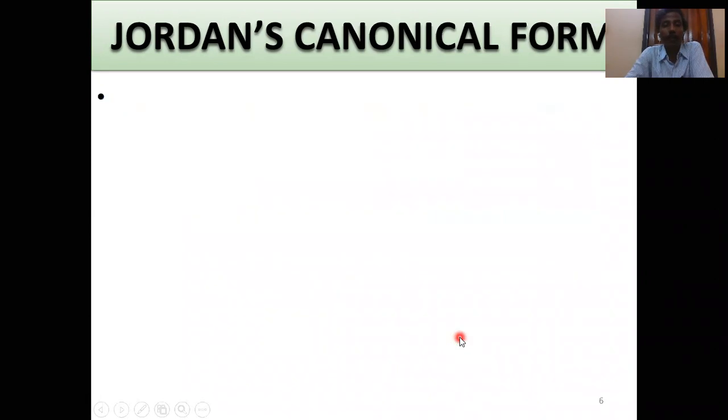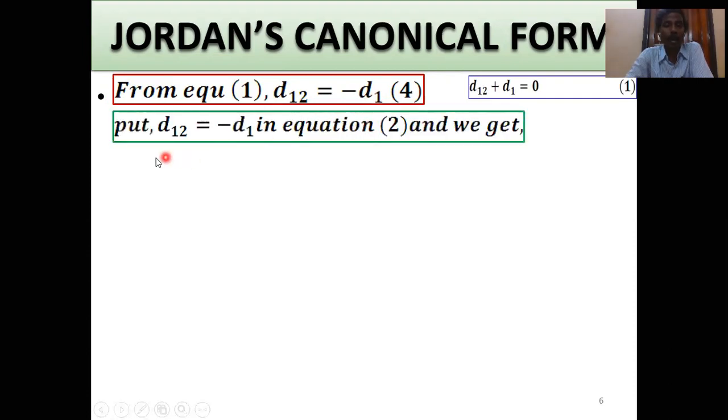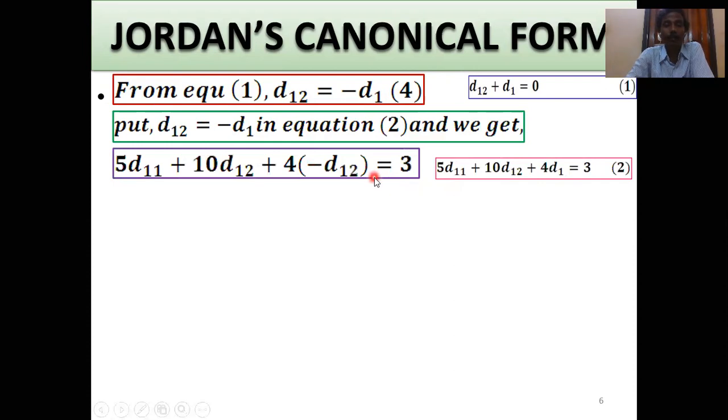So what is the process? First, equation number 1: d12 plus d1 equals 0. So d12 equals minus d1. This is equation number 4. Now put d12 equals minus d1 in equation 2, just in this position where d1 appears.